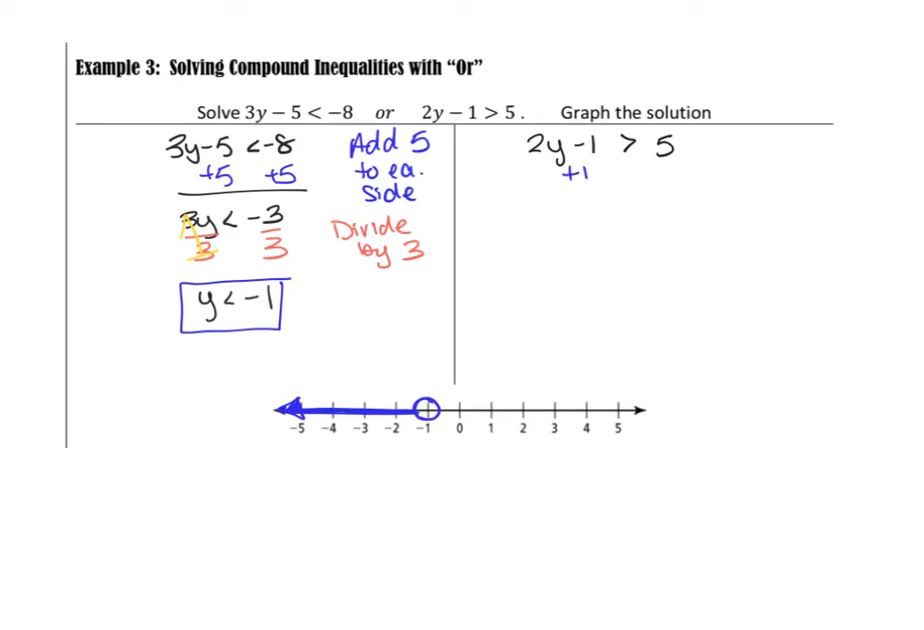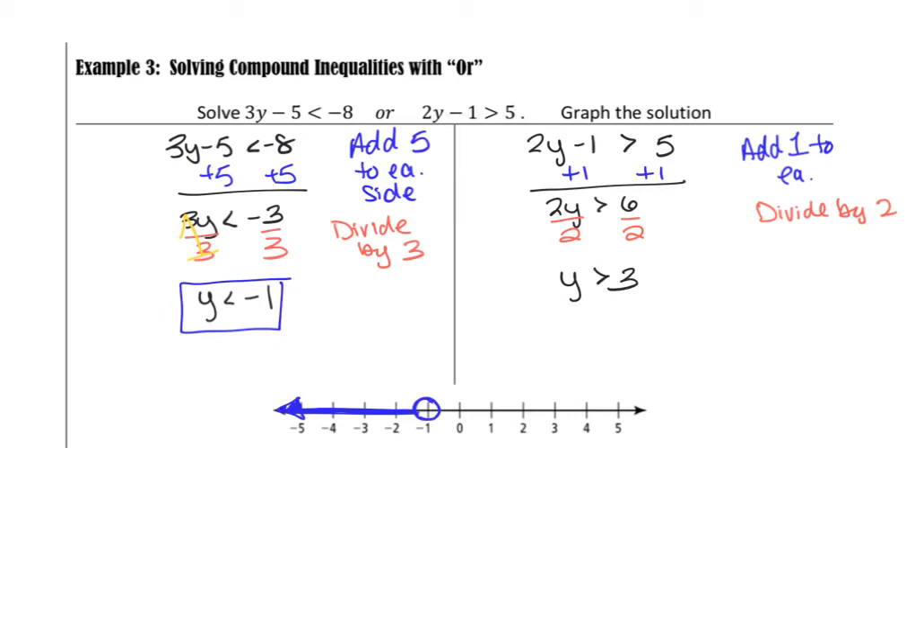So the first step would be to add 1 to each side. That's the addition property of inequality. That's going to give me an answer of 2y is greater than 6. Then to isolate the y, we're going to divide by 2. So divide by 2. That will give me y is greater than 3 for my final answer.